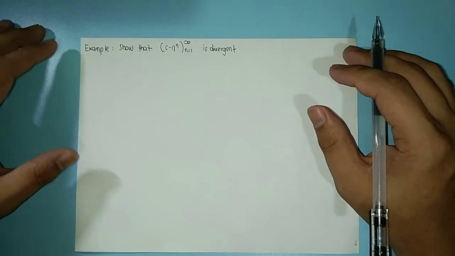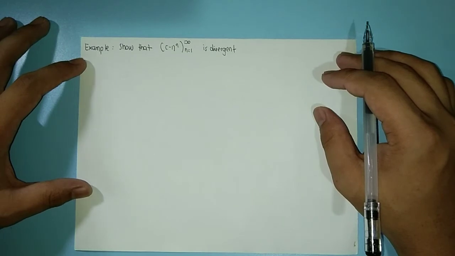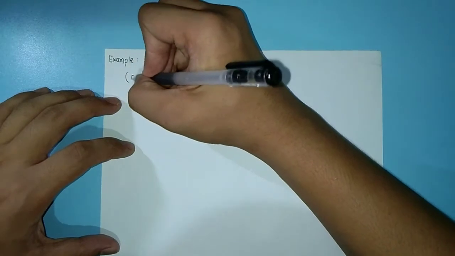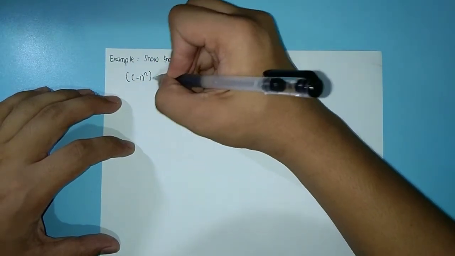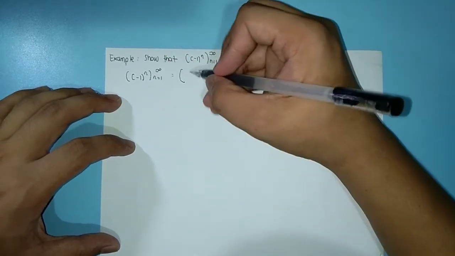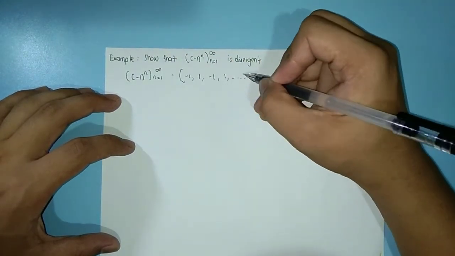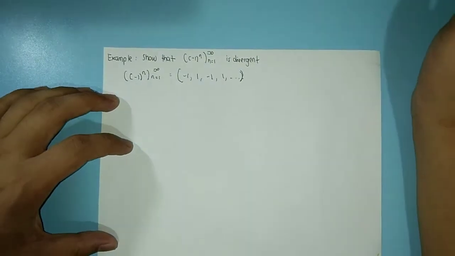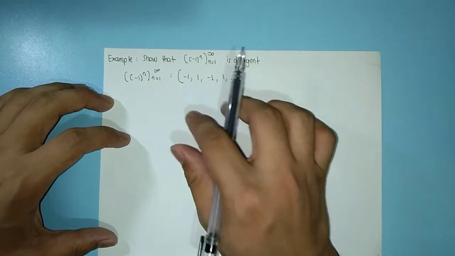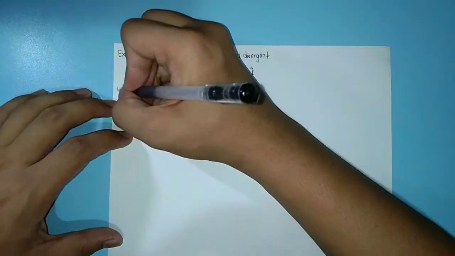So let's have example. Show that the sequence (-1)^n from n = 1 to infinity is divergent. So ano ba yung itsura ng sequence na yan? So ganito yung itsura niya. (-1)^n, n equals 1 to infinity. This is equal to, simulan natin sa 1, (-1)^1, that is -1. Tapos raised to 2, that is 1. Then -1, 1, and so on. As you can see, sa odd numbers, puro -1. Tapos sa even terms naman ay puro +1. So ipoprove natin na divergent siya. So let's have our proof.